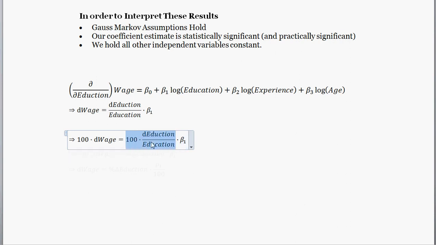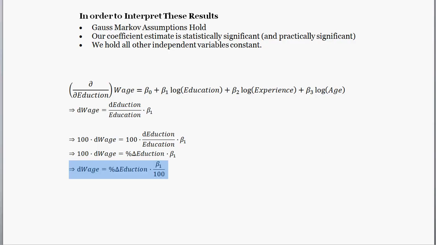Reinterpreting this a little bit, remember 100 times the change in education divided by education is the percent change in education. So we get 100 times the change in wage is equal to the percent change in education times beta 1. And the final step: the change in wage, d wage, is equal to the percent change in education times beta 1 divided by 100.